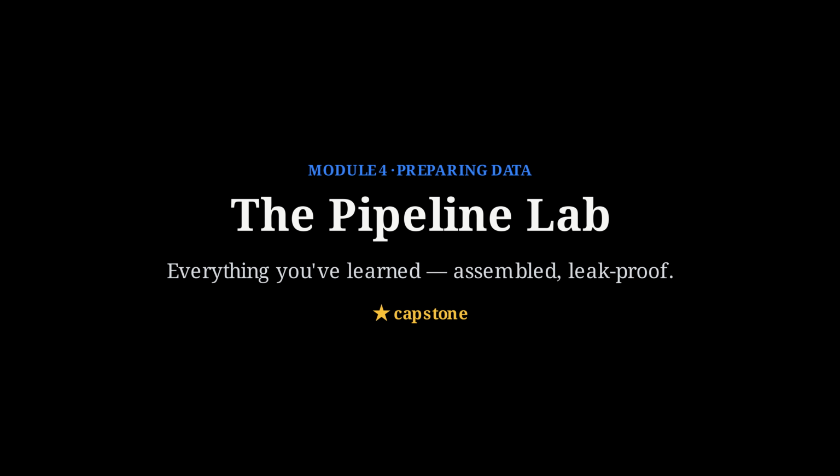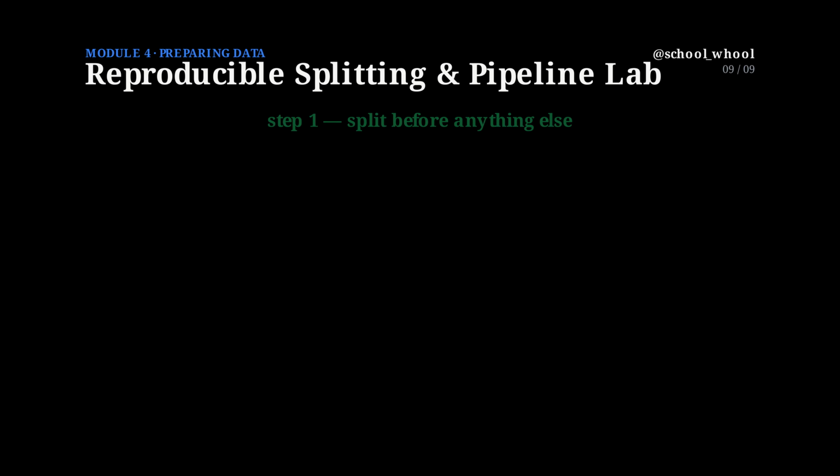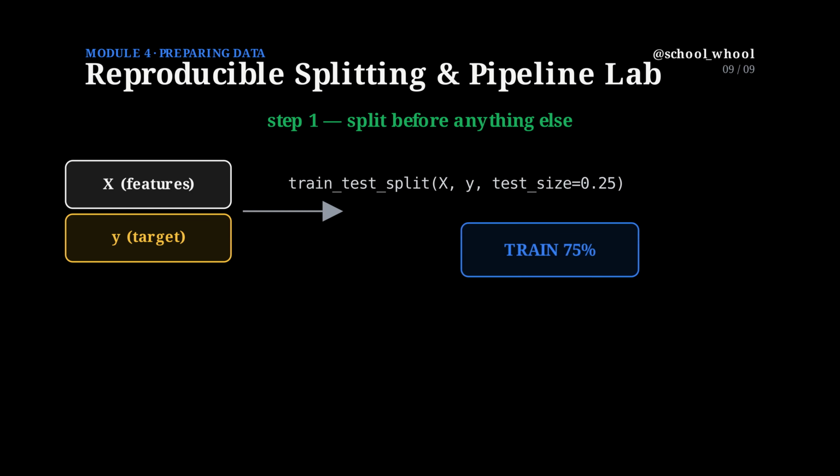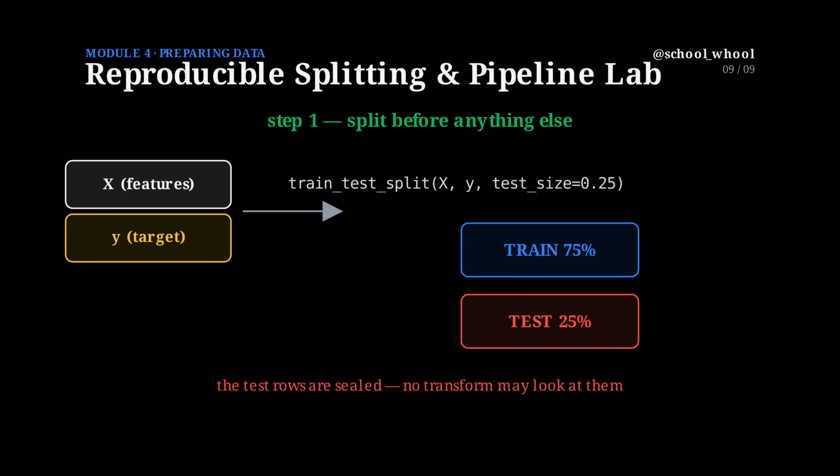Let's assemble it. Step 1, and it's non-negotiable. Split before anything else. We separate the features from the target, then call train_test_split to carve off a test set, 25% here. From this moment the test rows are sealed away. No transform is allowed to look at them.